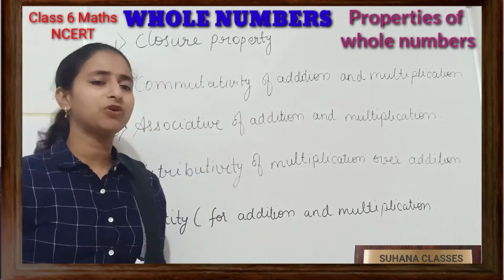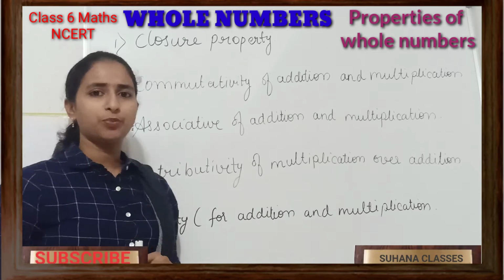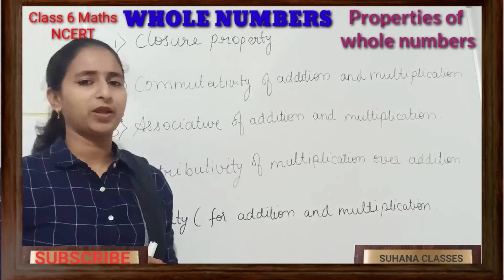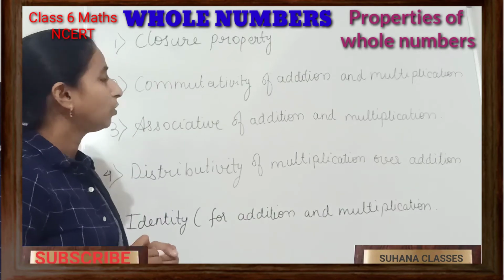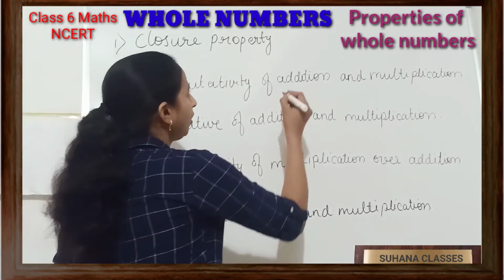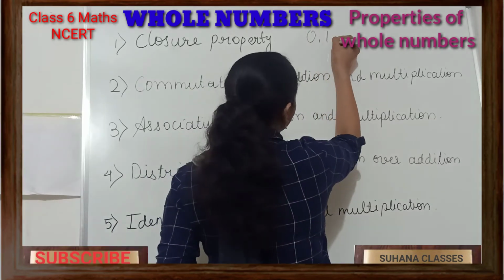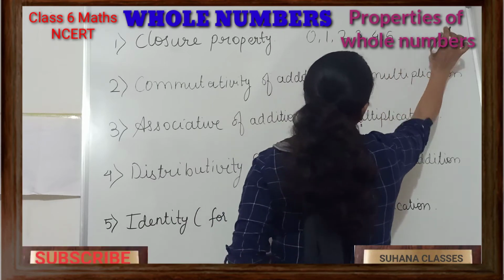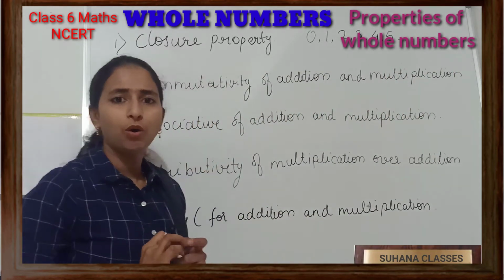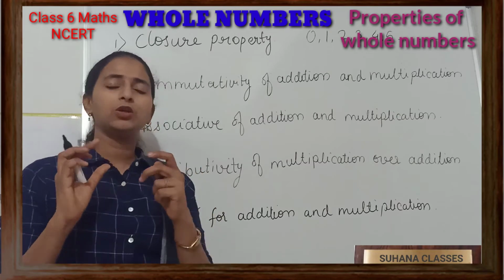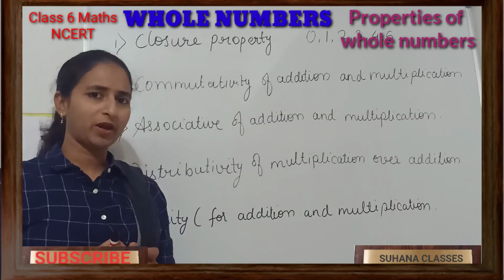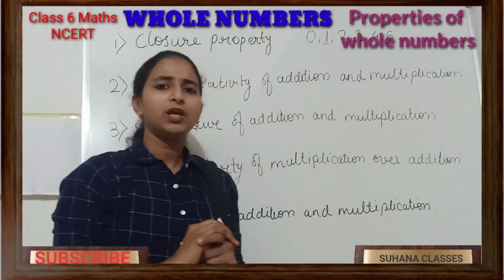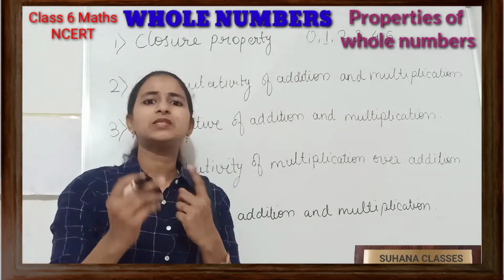So let's move to our first property, that is closure property. So students, what is this closure property? Whenever I am talking about whole numbers, I always remember the numbers 1, 2, 3, 4, 5 and so on. All these numbers are whole numbers. So suppose you take any two whole numbers in your mind. I'll take 1 and 3. If I add 1 and 3, what answer am I going to get?